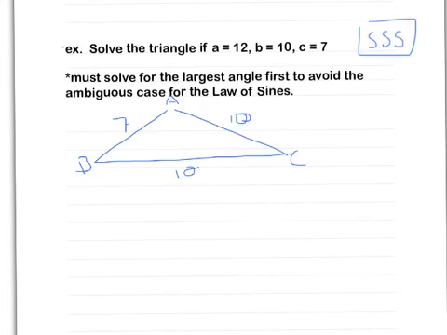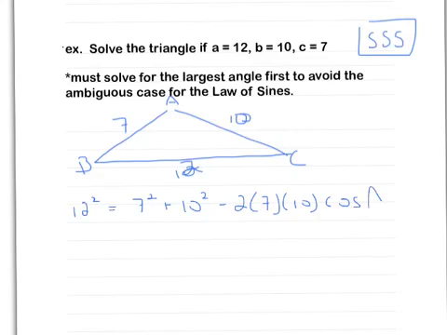Okay, so what am I going to do to solve this using the law of cosines? I want to find my largest angle first, so I'm going to find A first. I'm going to use the law of cosines that has the cosine of A in it, which means I'm going to have 12 squared equals 7 squared plus 10 squared minus 2 times 7 times 10 cosine of A.